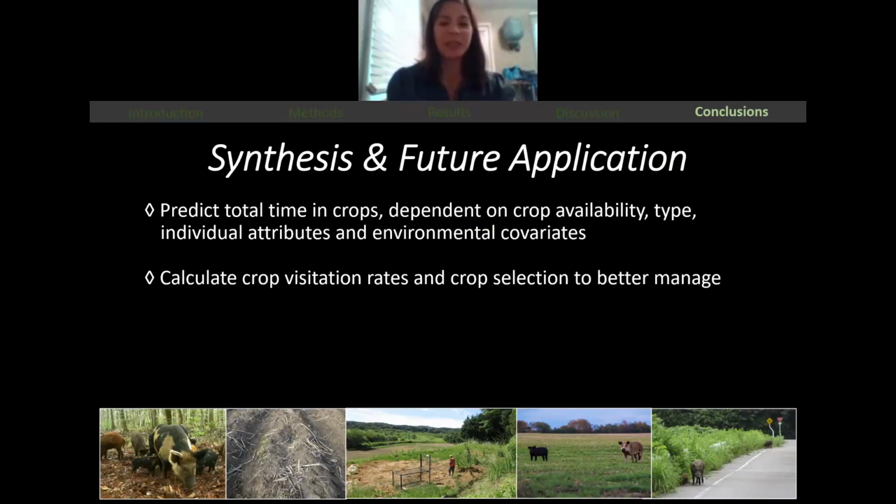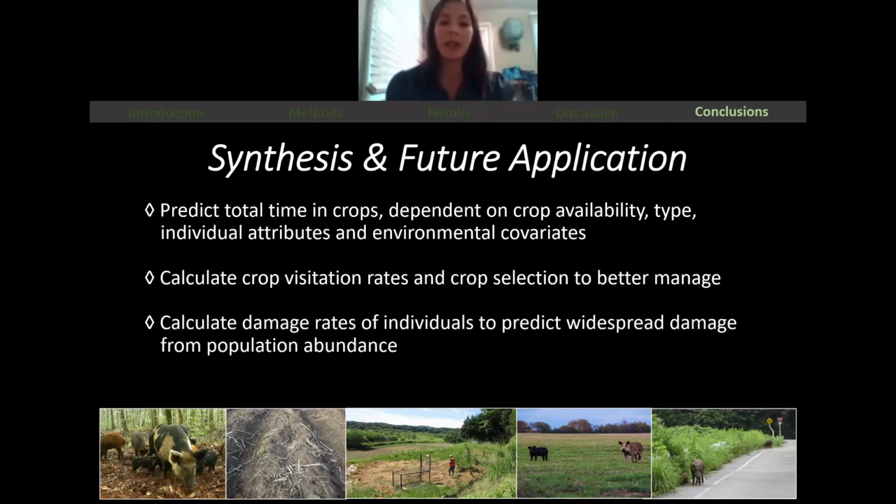And so calculating these crop visitation rates and crop selection will help to manage wild pig populations better. And these context dependencies are important to consider and may lead to predictable patterns that can aid in predicting the impact of wild pigs and other invasive species on resources that are of a management concern.